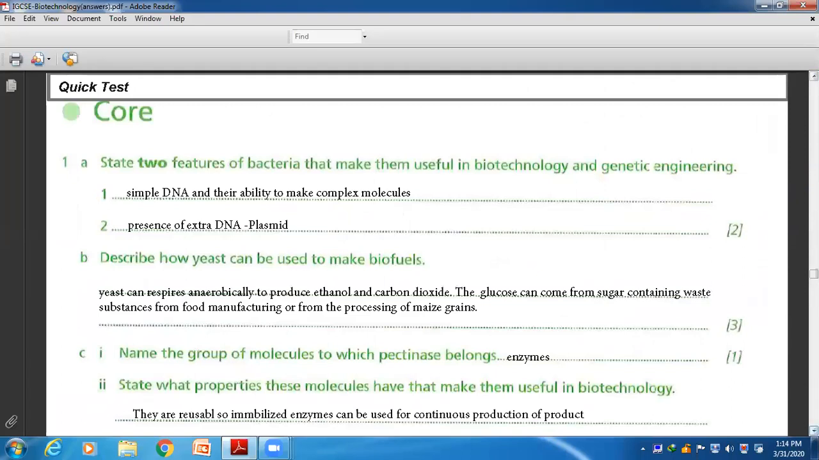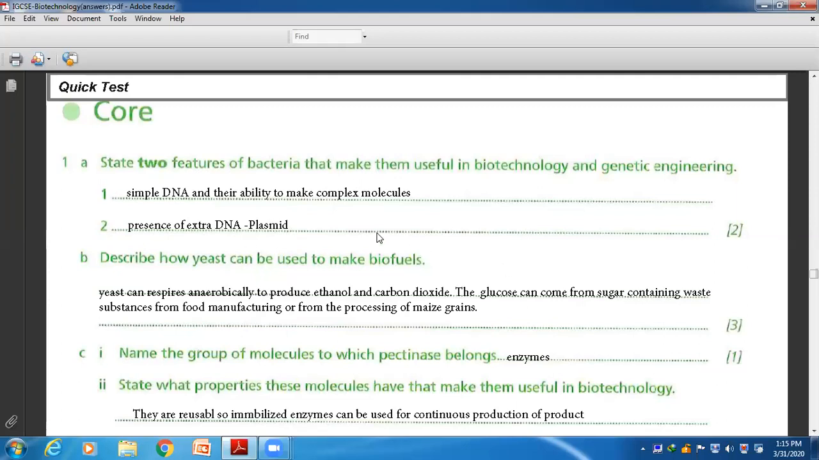So the first question is: state two features of bacteria that make them useful in biotechnology and genetic engineering. Simple DNA and their ability to make complex molecules. The DNA is simple, but they still have the ability to make different complex molecules like insulin, whatever we are inserting. Another thing we can mention is that they can reproduce very quickly, so we can isolate the product in which I'm interested in very little time. Another is the presence of extra DNA, the plasmid.